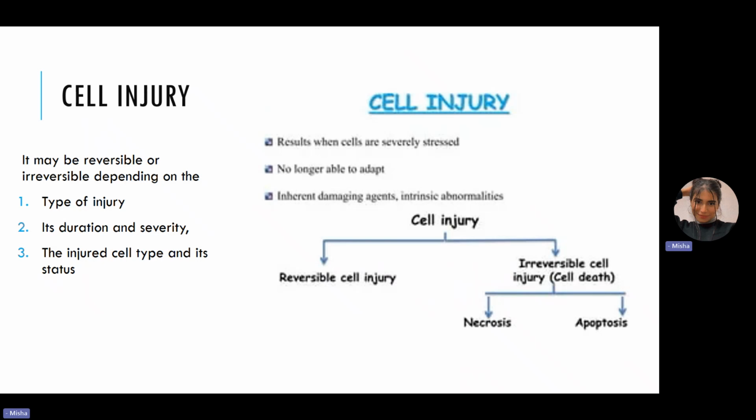So basically, what do we mean by especially cell type? I want to mention some examples over here. For example, if there's hypoxic injury, the neurons can be affected in 2 to 4 hours. Whereas when you talk about the muscles, they survive for like 6 to 8 hours. And if you talk about the skin, it can survive for like 12 hours. So the type of cell that's being injured can also determine if it's going to be reversible or irreversible.